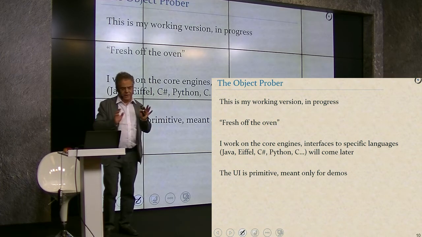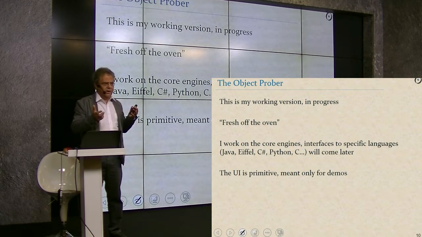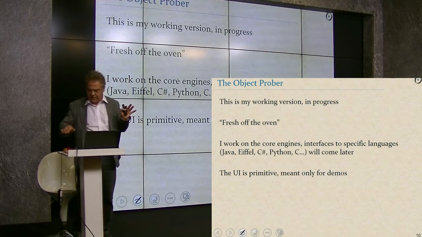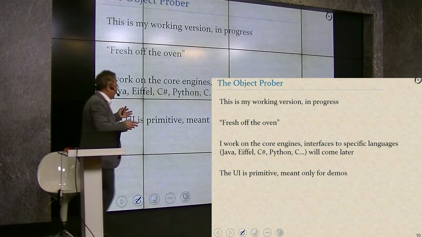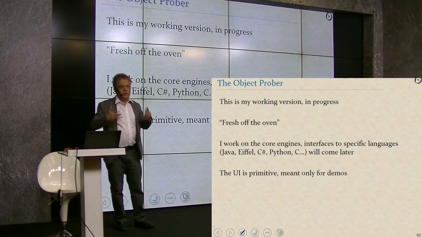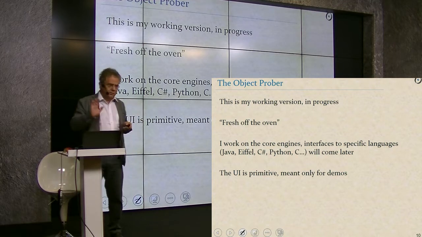So I've defined a core object-oriented language, which is not a real language. It's kind of a concentrate of the mechanisms of major object-oriented languages. And then at some point, we need to interface this with Java. We need to have a Java version, a C# version, a Kotlin version, whatever. That will be for later.